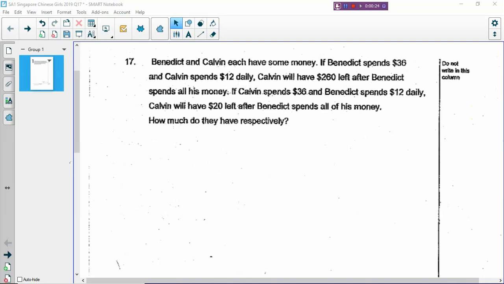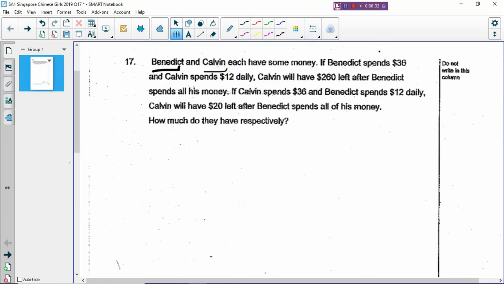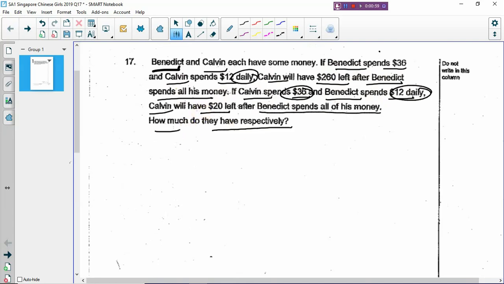So we have to look out for keywords. Okay, so let's read the question. Benedict and Kelvin each have some money. If Benedict spends $36 and Kelvin spends $12 daily, Kelvin will have $260 left after Benedict spent all his money. If Kelvin spends $36 and Benedict spends $12 daily, there's a keyword there, and that is very important, which you will see later. Kelvin will have $20 left after Benedict spent all his money. How much do they have respectively?